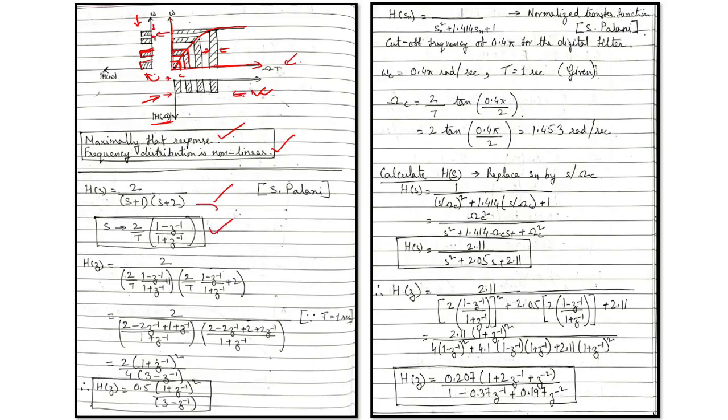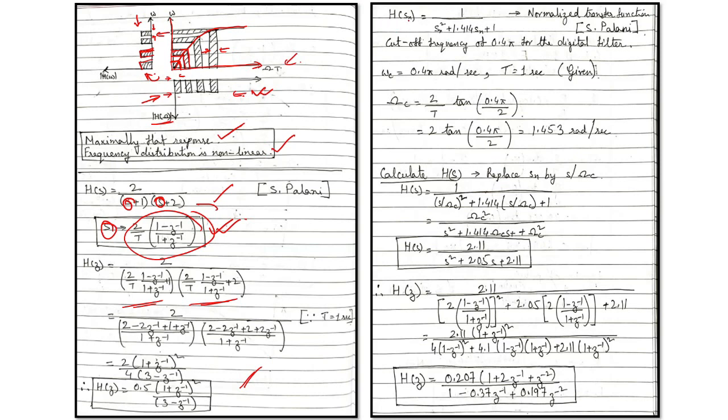We will be using the bilinear transformation equation, and we will be replacing s wherever we find s with 2 by T multiplied by (1 minus z inverse) divided by (1 plus z inverse). We are having two s components, so we have just put these values. Then we need to solve this to get H(z). Similarly, let us take another example.